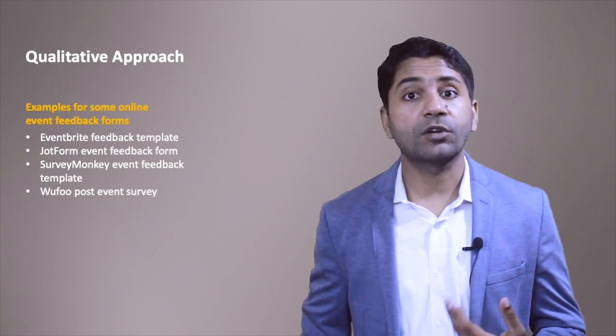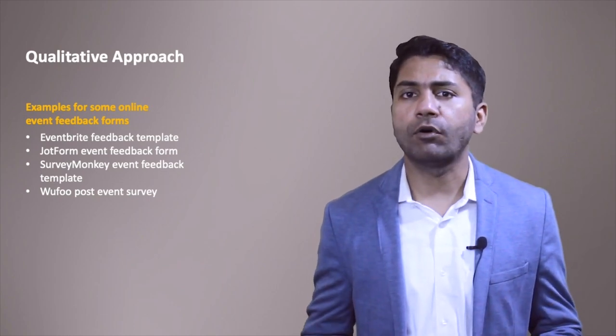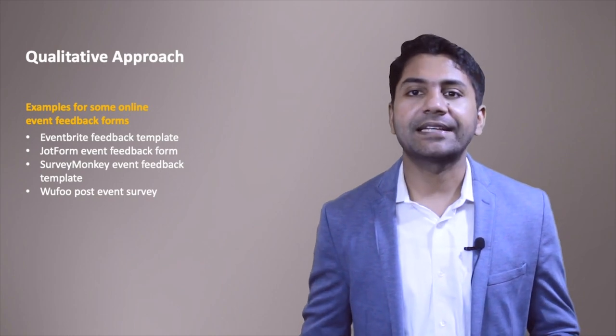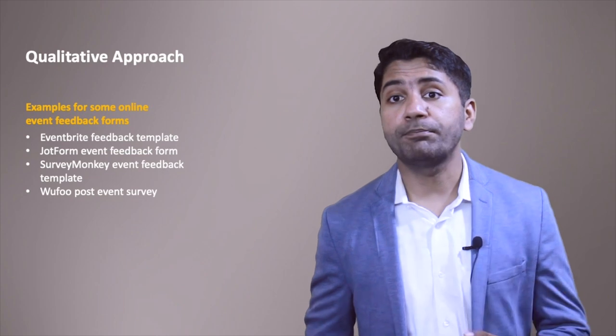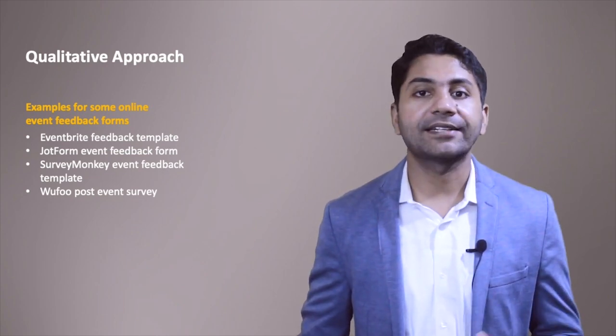So next one is Jotform. It is very common. Jotform is a good example of a form that attendees could answer in just a few minutes. By selecting ratings, the asterisk shows questions that are compulsory, followed by optional fields like contact details.